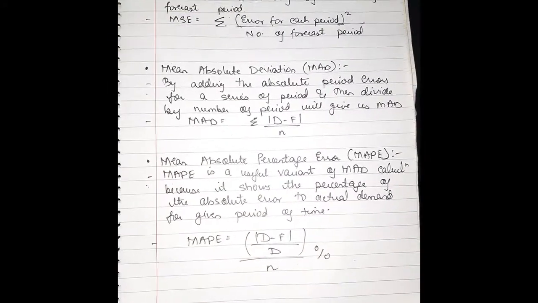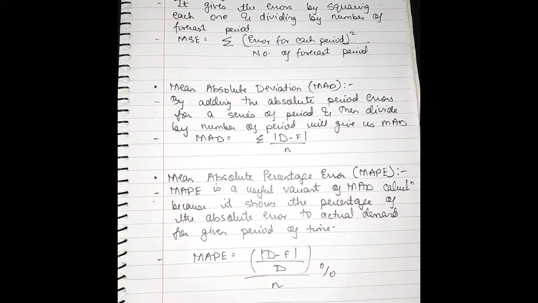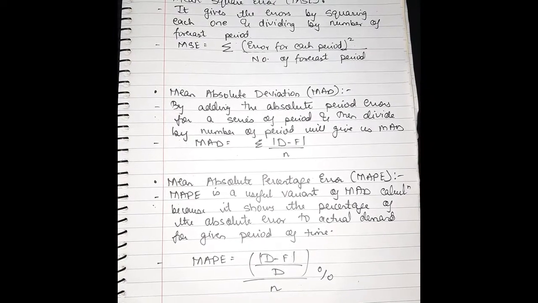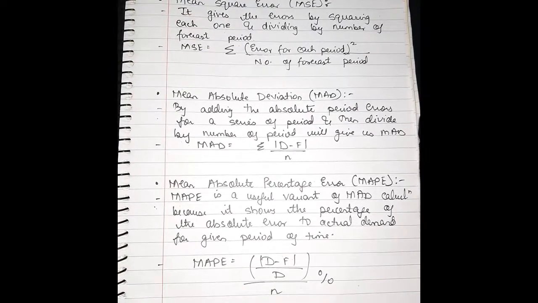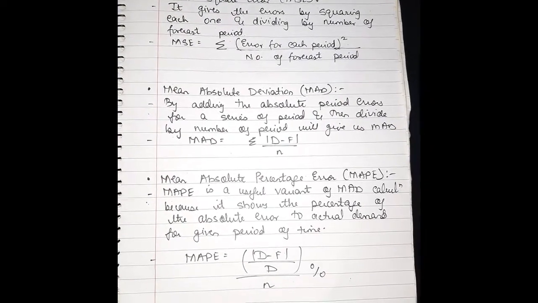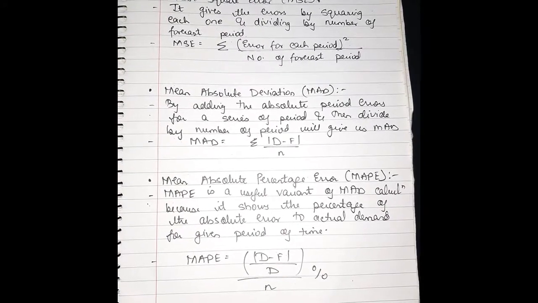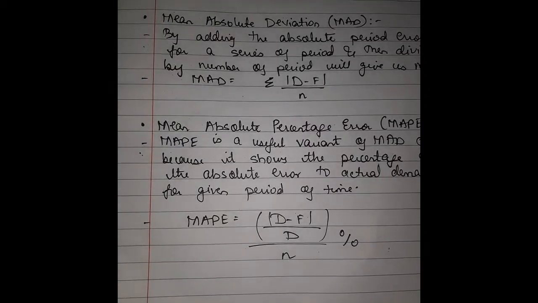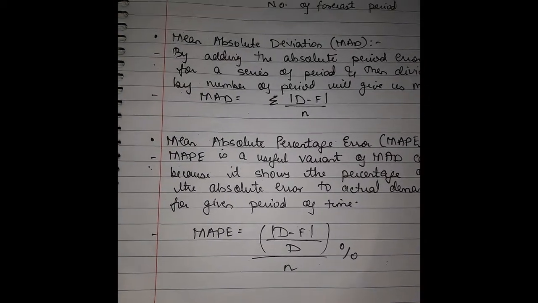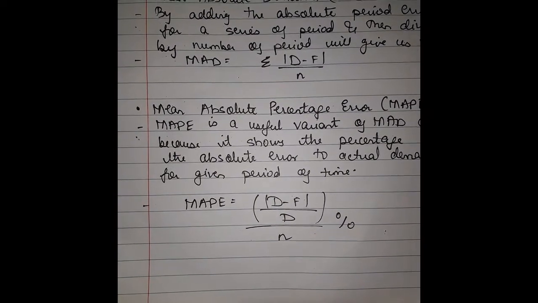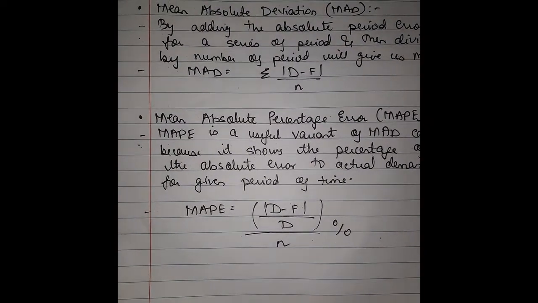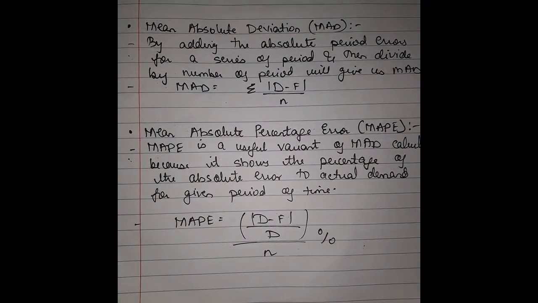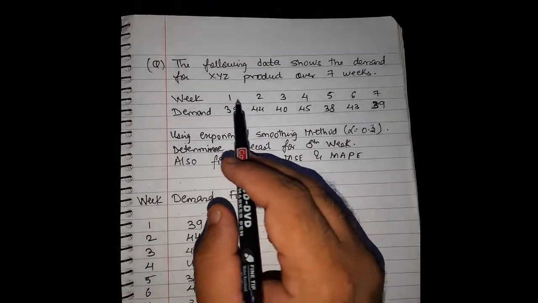The third one is the mean absolute percentage error, MAPE, which is a variant of the MAD calculation, because MAPE shows the percentage of absolute error to the actual demand. The formula to calculate MAPE is demand minus forecast upon demand, the whole divided by the number of periods, and at the end we calculate the percentage also. We'll see a sum.